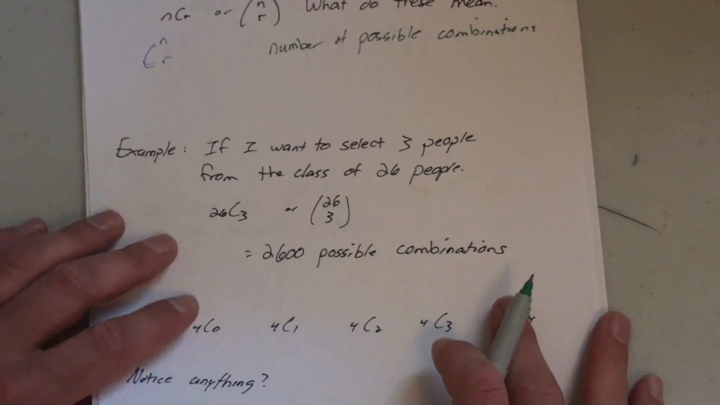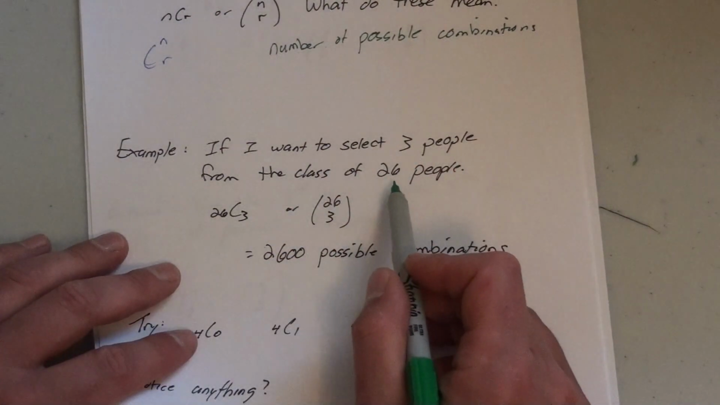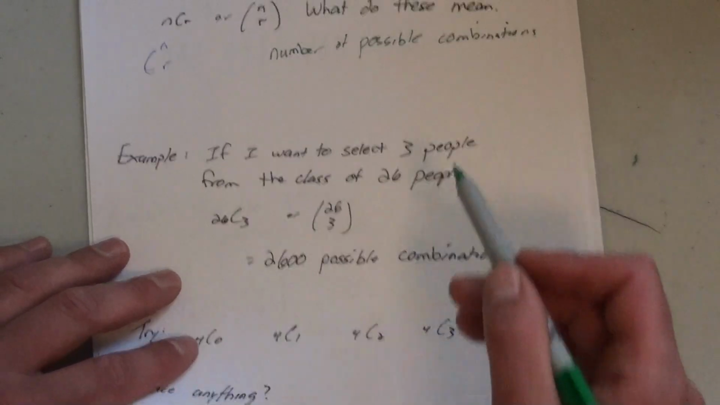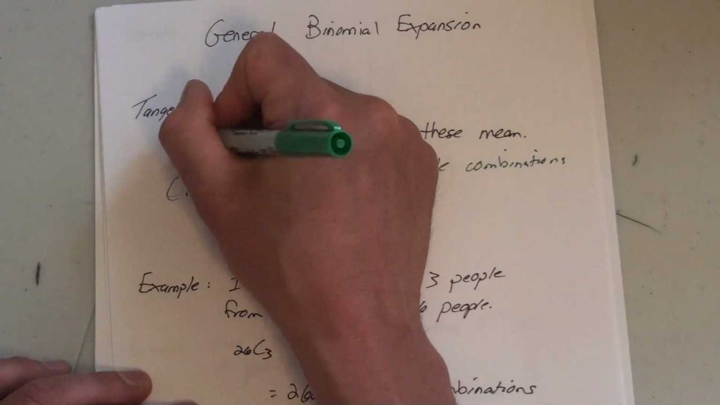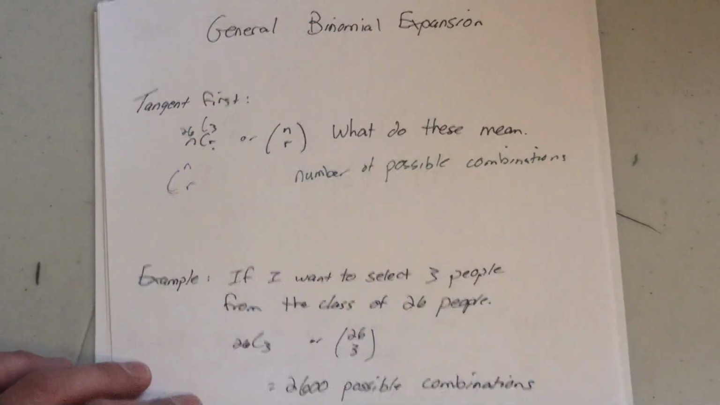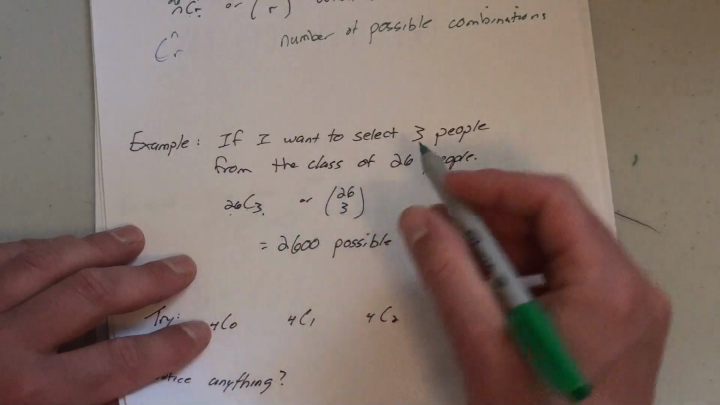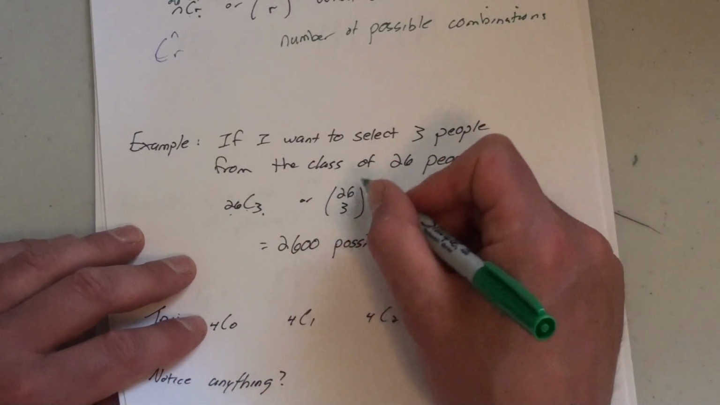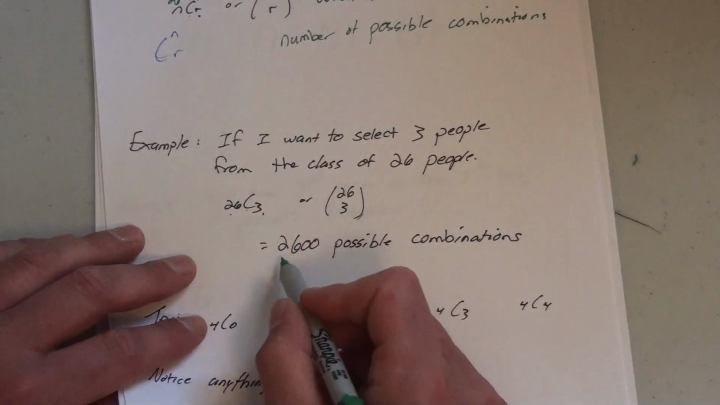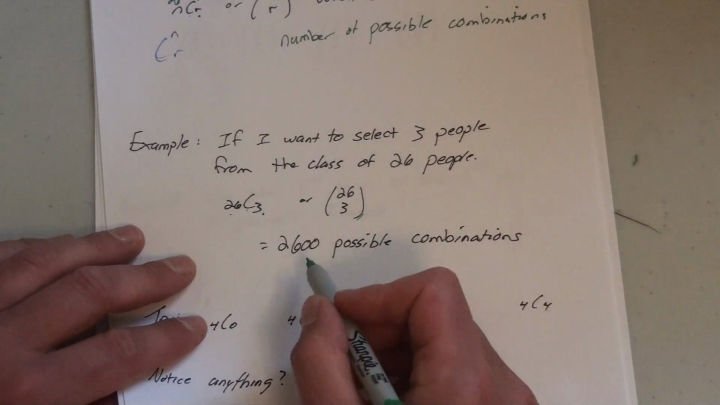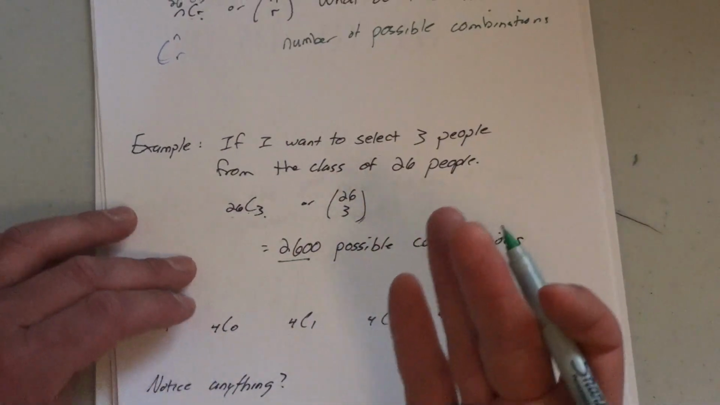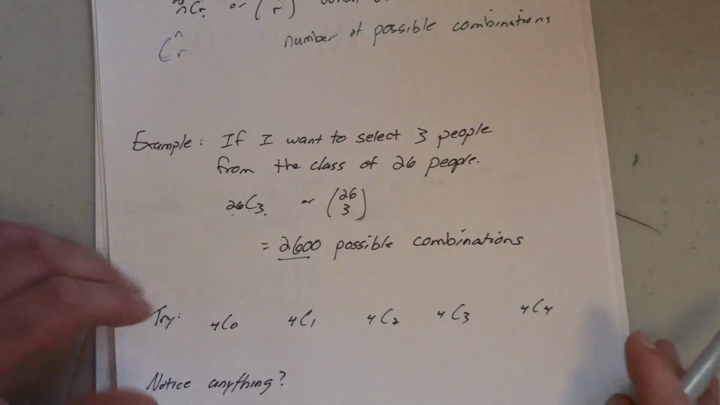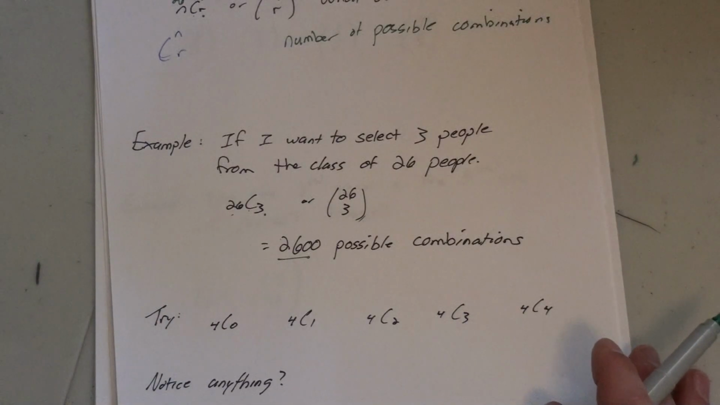For example, if I want to select 3 people from a class of 26, I have 26 people to choose from, I need 3. This is n choose r. 26, and I'm going to be choosing 3. 26 choose 3 can be written in brackets, 26 over 3. You put that in your calculator, find the button. It will give you 2,600 different possible combinations of ways I can select 3 people from a class of 26. The numbers are going to be quite large.